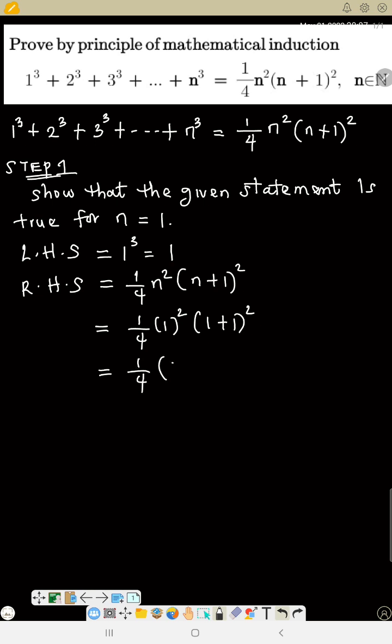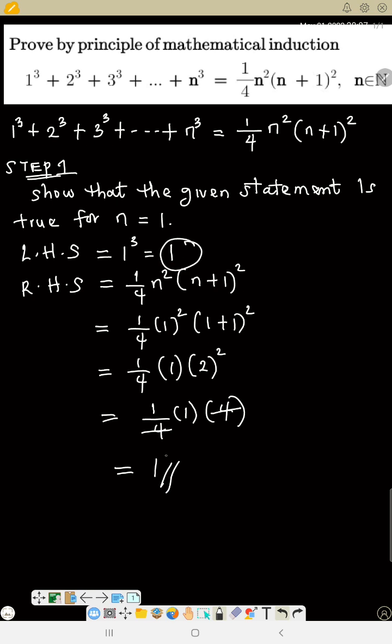So 1 over 4 times 1 times brackets 2 raised to power 2. Now 2 square is 4, so the 4 cancels out the 4. So everything is 1, which means the left hand side is equal to the right hand side. So it is true for n equals 1. So that is step 1.